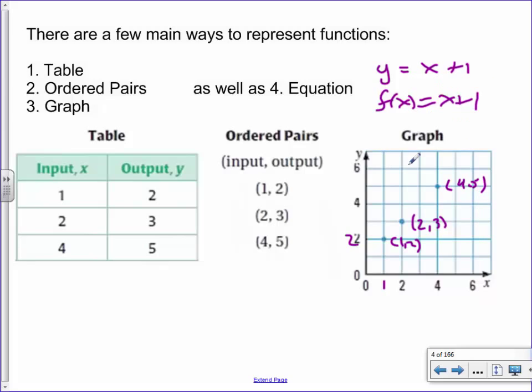Both of these would be valid. I need you guys to be a little more comfortable with the second method, with the f bracket x method, because that's probably what you're going to see. Let me give you some examples of some other functions. Let me give you a rule here.